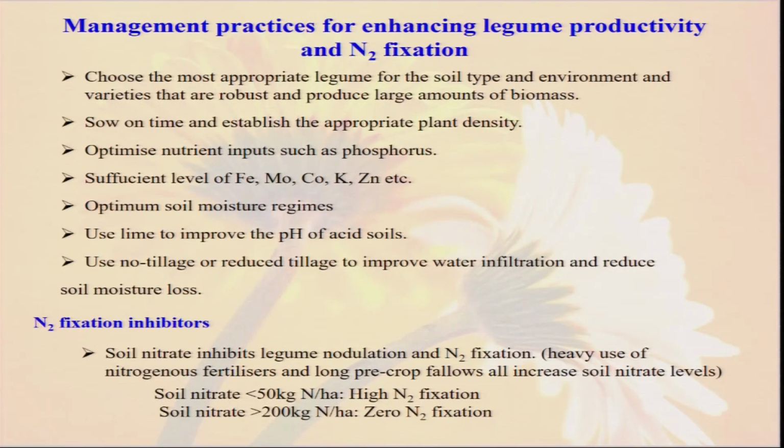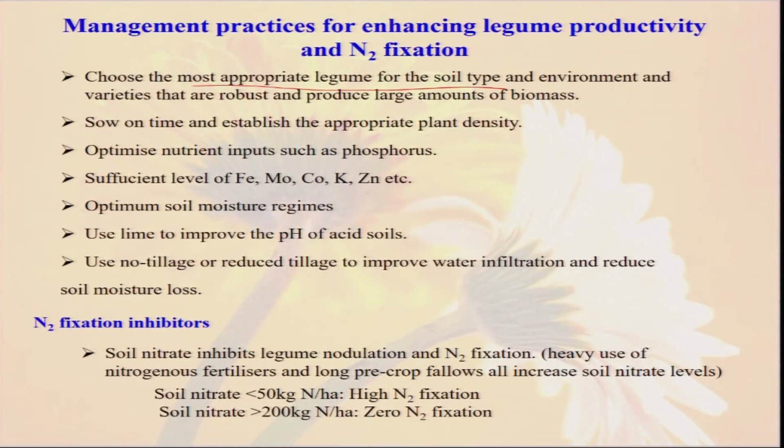So, there are different management practices for enhancing legume productivity and nitrogen fixation. In organic farming, when we are promoting legumes for nitrogen fixation, what we should do and what we should not do. So, one thing is to choose the most appropriate legume for the soil type. Some legumes may be acid lovers, some legumes may be well adapted to alkaline conditions. So, we always have to be careful about this, otherwise we will not get the nitrogen fixation capacity. Similarly, phosphorus is very much needed for nitrogen fixation. In a soil which is deficient in phosphorus, nitrogen fixation will be low.